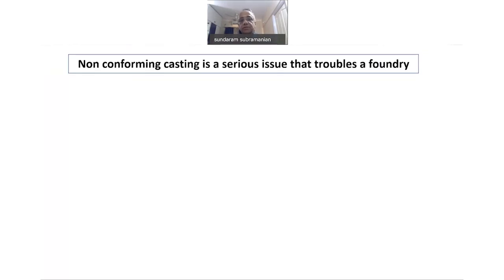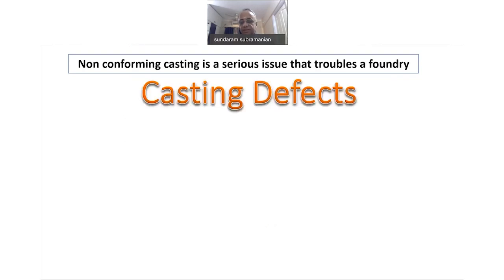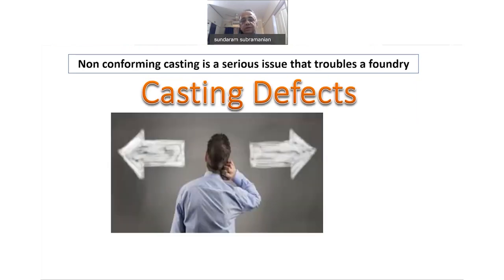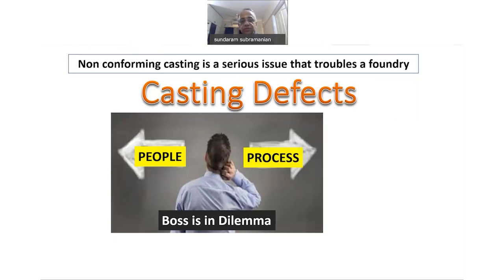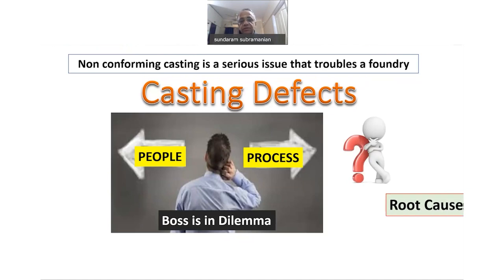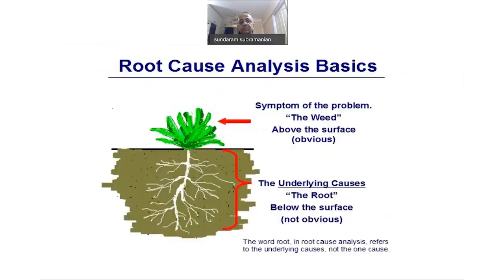And in a non-conforming casting, troubles are serious issues. What are the troubles? Basically, they are casting defects. A defective casting cannot be sold. The boss is always in a dilemma when a casting defect appears; he is at a crossroads. He doesn't have a finger on the process, doesn't know, and then gropes in the dark. But there are aids, there are tools. He should be alert for all of them. So in this situation, he has to find the right root cause and then proceed ahead for solving the problems.